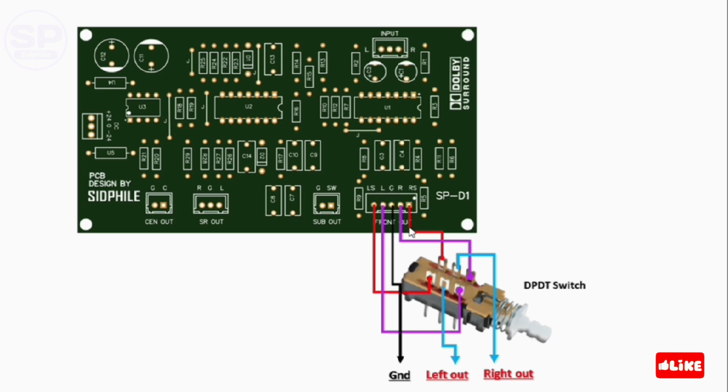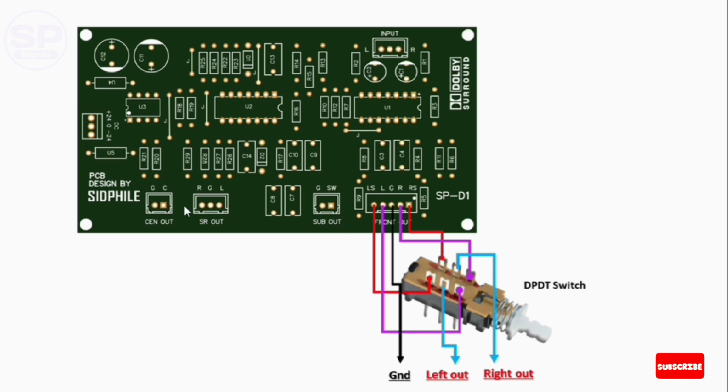Connect the right surround output to the right backside terminal of the switch, and the left surround output to the left backside terminal. Left output to the left front side terminal of the switch. Right output to the right front side terminal. From the middle terminals, both left and right, you get the output. Ground will be common. When you push this switch on you will get the surround effect.